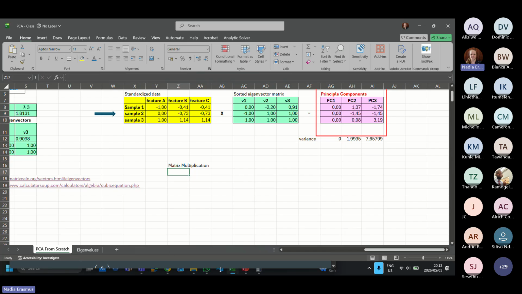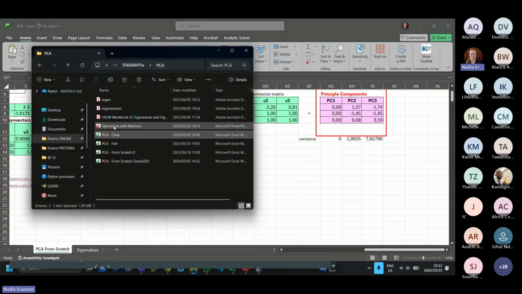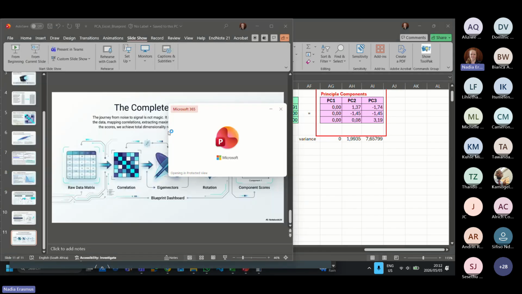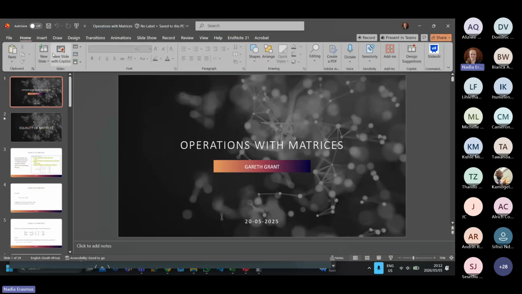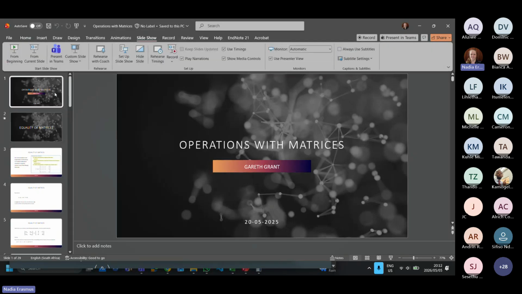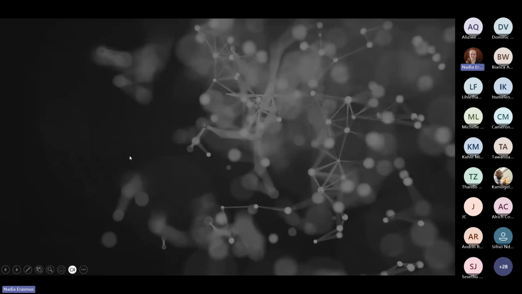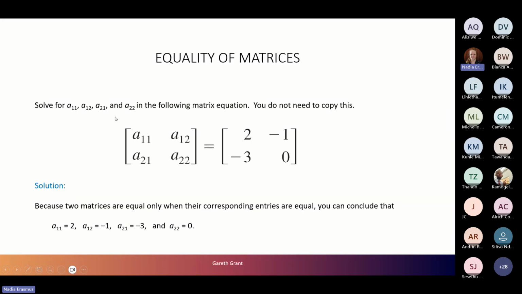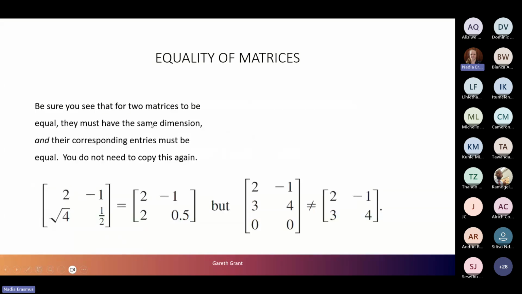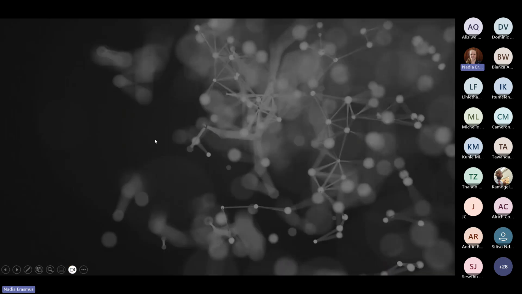I am going to actually send you guys some resources on this, because this is operations with matrices. So I luckily have some slides on this as well. Let me just go over it with you. Okay, so these are slides from Gareth as well, but you guys should know him. Okay, so this is how you can use matrices.